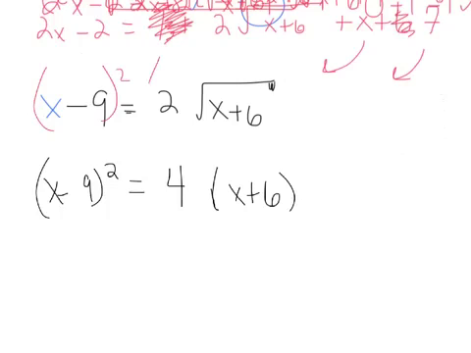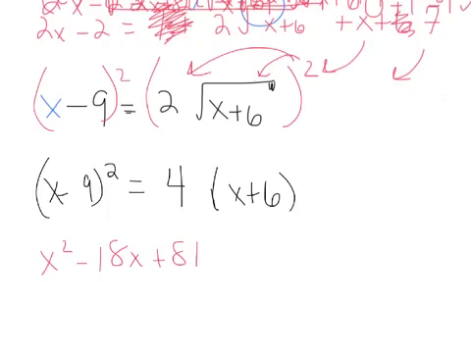Again, from doing this, distributing the square to both of these. X minus 9, that quantity squared is going to be x squared minus 18x plus 81, and that equals 4x plus 24. Moving everything over to the left-hand side, we can see that this is just a lot of algebra. So subtracting 4x is going to give me 22x there, and then 81 minus 24 is going to give me 57.